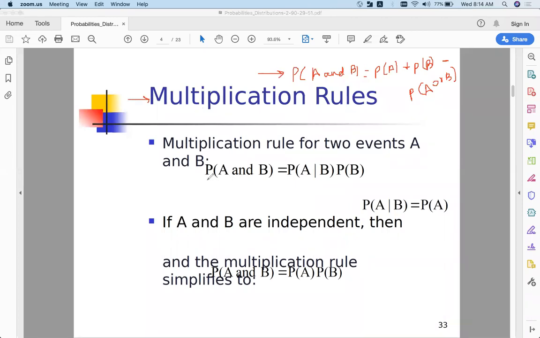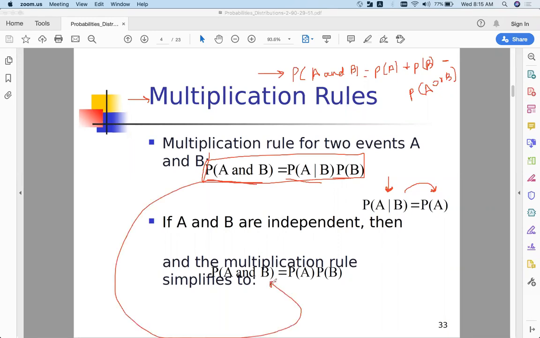So the multiplication rule is given by P of A and B is equal to P of A by B times P of B. Okay. Now let's say if A and B are independent, meaning that the occurrence of B has no effect. Just now we have discussed that P of A by B will be equal to P of A. Now this particular formula will in turn become this one. So that's what they are trying to explain.